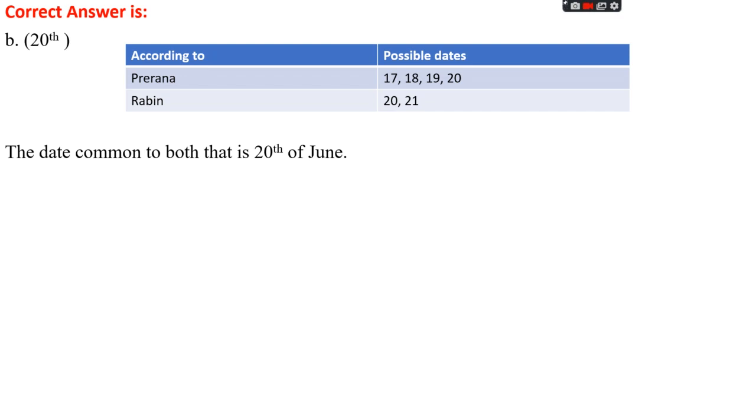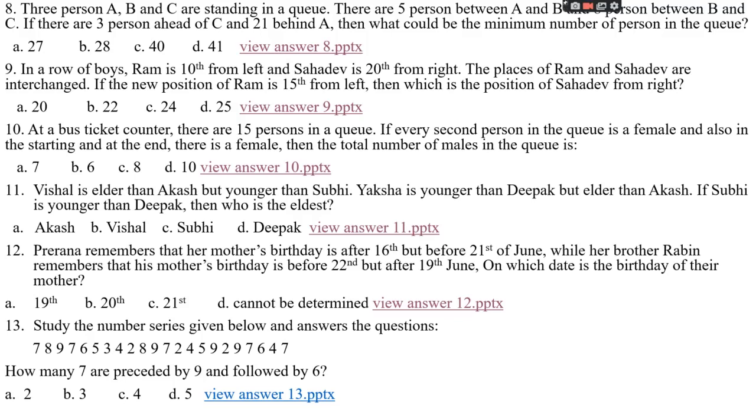Let's see. According to Prerna, the possible date of her mother's birthday will be 17th, 18th, 19th or 20th. And according to Ravin, her mother's birthday will be 20th or 21st. If we see what is common between these two, we find that 20th June is common. So the date common to both, which is the date of their mother's birthday, will be 20th of June.